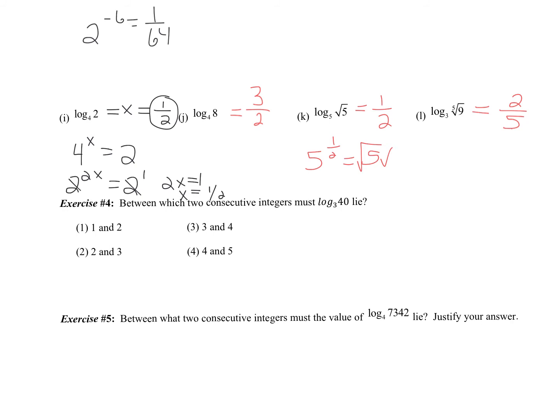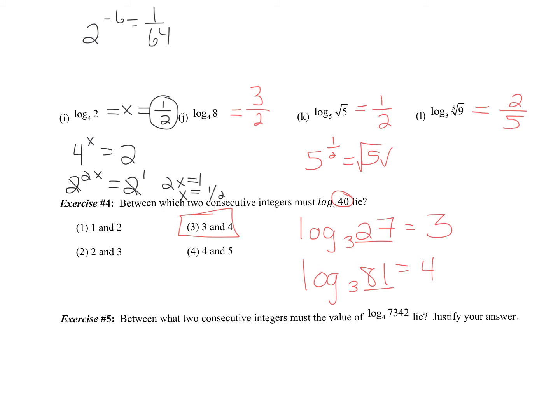The next one is not one we can do in our head. We have, between which two consecutive integers does log base 3 of 40 lie? We can't know in our heads exactly what log base 3 of 40 is, but I know log base 3 of 27 is 3, because 3 cubed is 27. And log base 3 of 81 is 4. So if I look at 40, since 40 lies between 27 and 81, the exponent for 3 that I need to get to 40 has to be between 3 and 4.